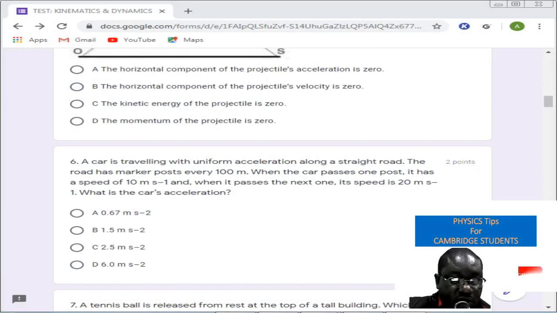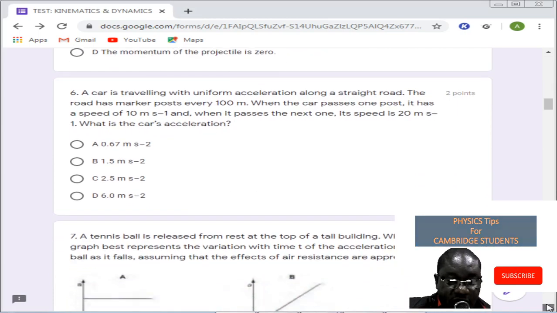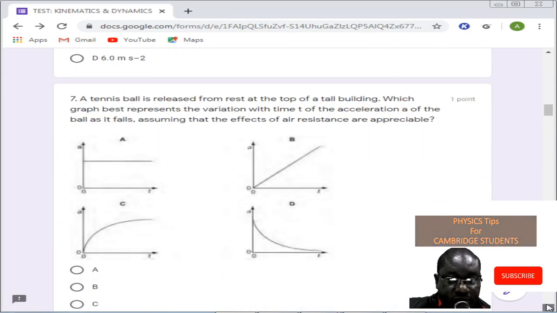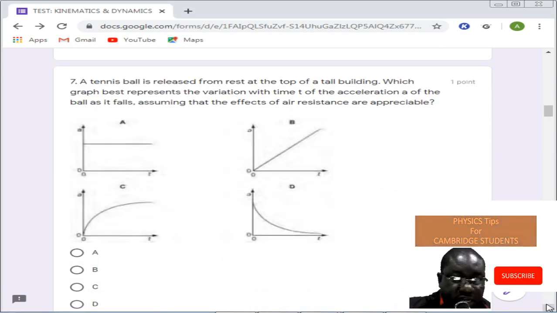Right, moving on to number 7. A tennis ball is released from rest at the top of a tall building. Now, when they say tall building, it means that air resistance cannot be neglected. Which graph best represents the variation with time t of the acceleration a of the ball as it falls, assuming that the effects of air resistance are appreciable? Yes, because it's a tall building.